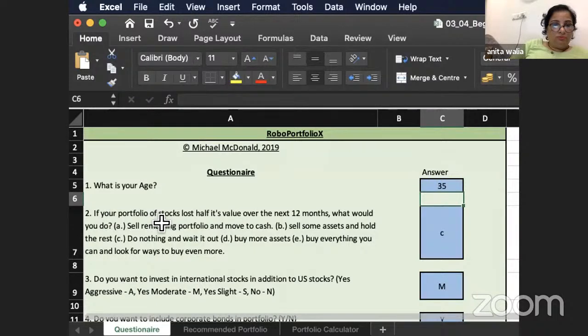There are certain options given to the client: sell the remaining portfolio and move to cash, sell some assets and hold the rest, do nothing and wait it out, buy more assets, buy everything you can and look for ways to buy more. Let's say all these options are put, and we will put C here. Maybe the person we are dealing with has a middle spectrum of risk tolerance, so we will use C as the option: do nothing and wait it out.